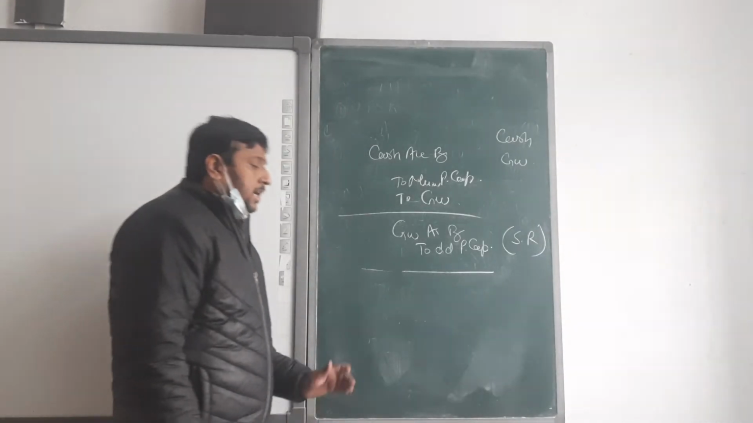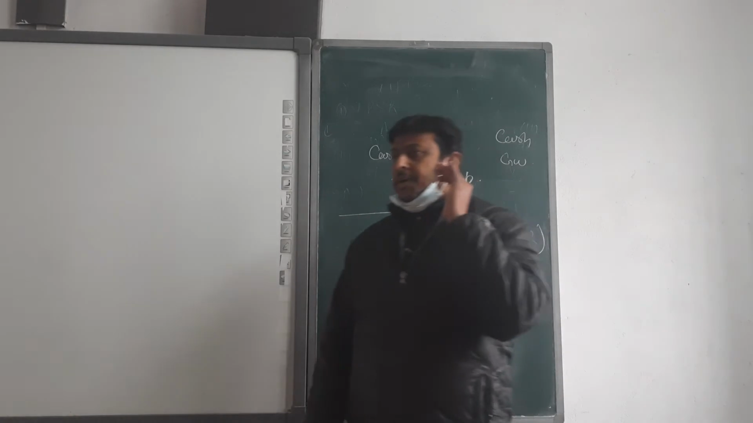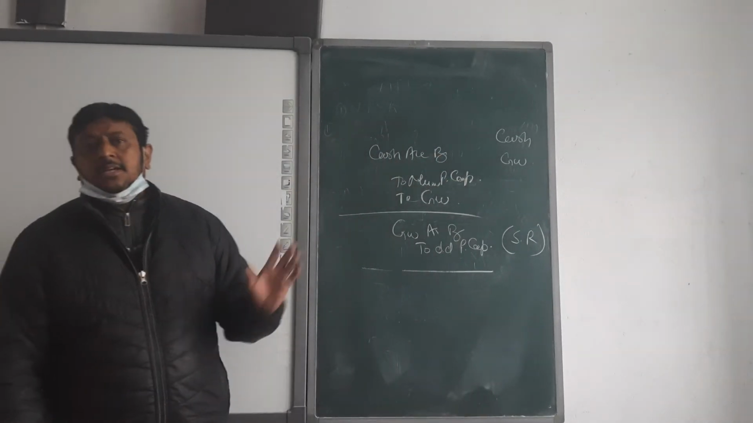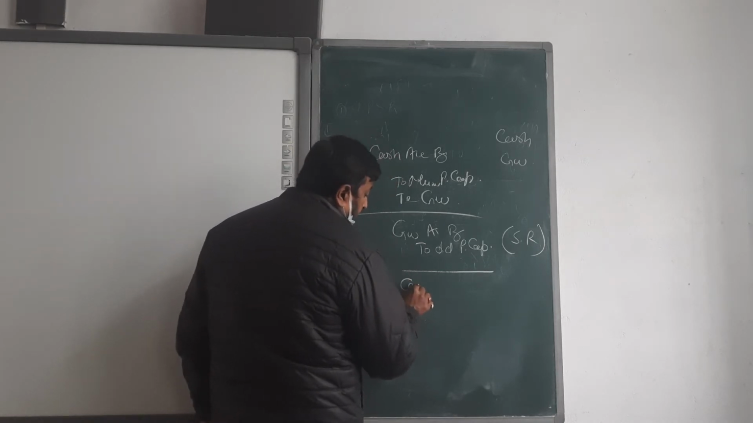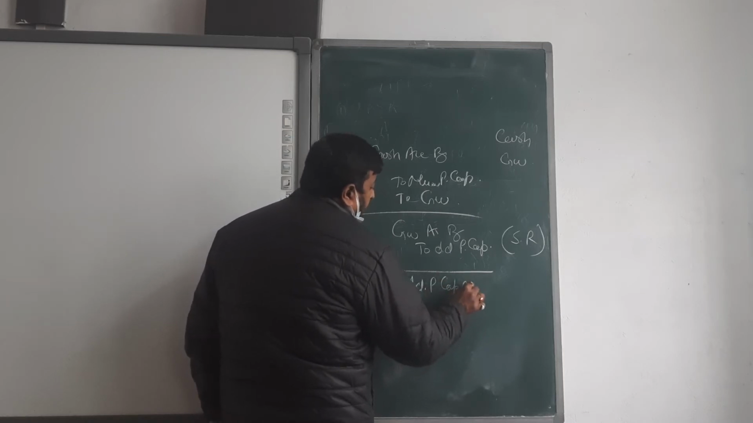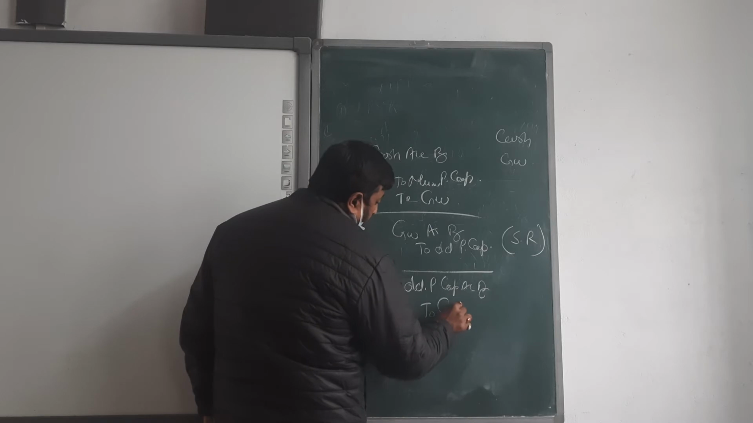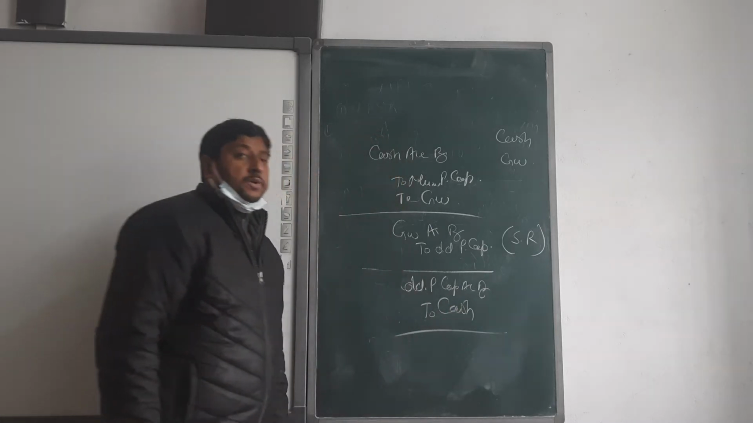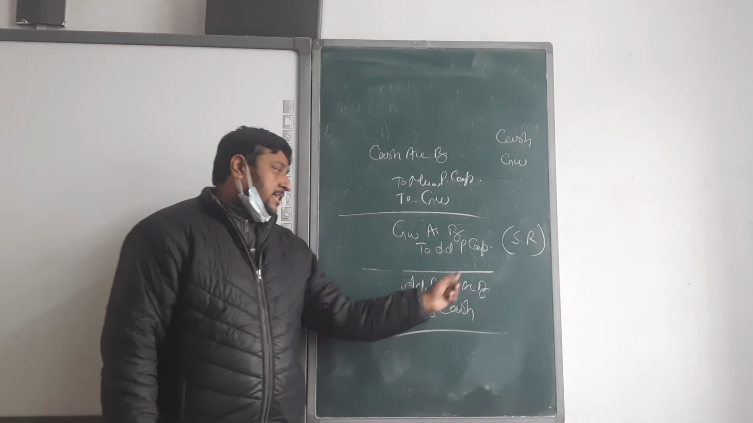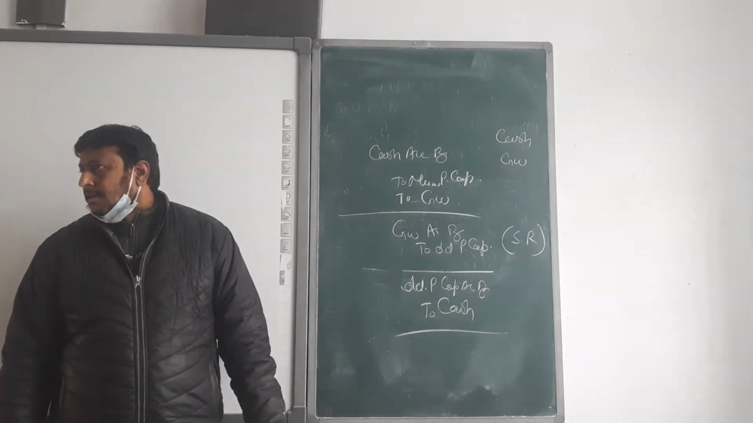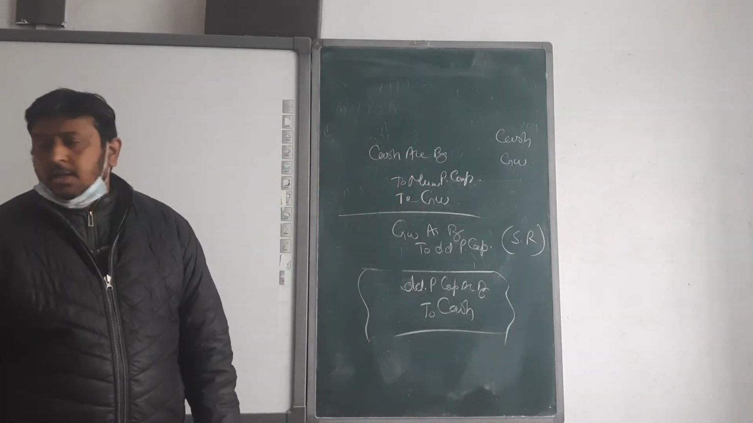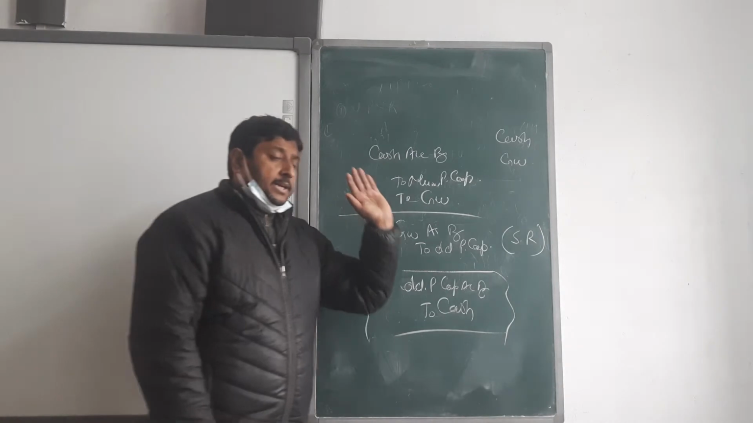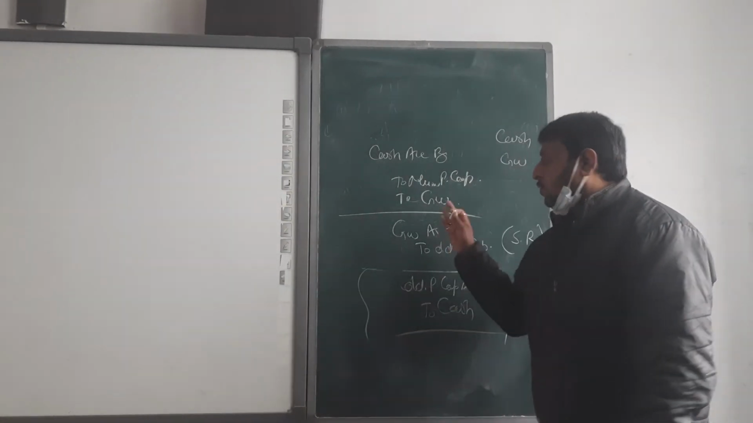And the third entry is if the old partner withdraws goodwill. If old partners withdraw goodwill, then what is the entry? Old partner's capital account debit, to cash, because he is going to withdraw in cash. So old partner's capital account debit to cash. This entry we will do only if they are going to withdraw. But these two entries we are sure and certain to do at the time of admission of any partner.